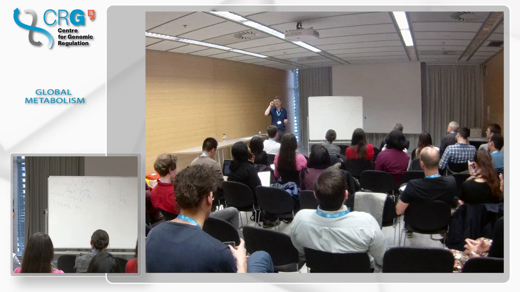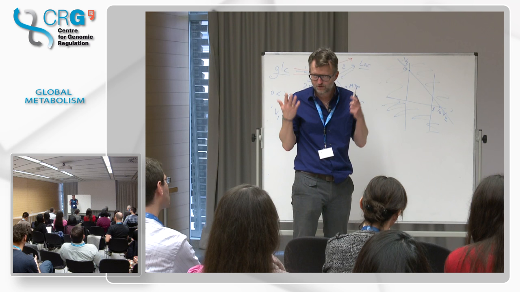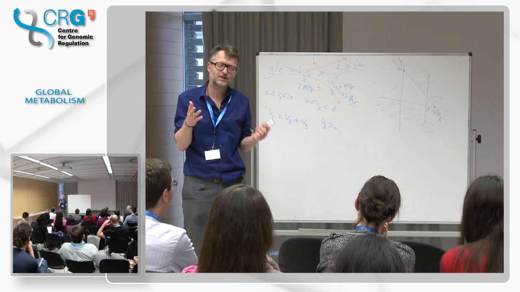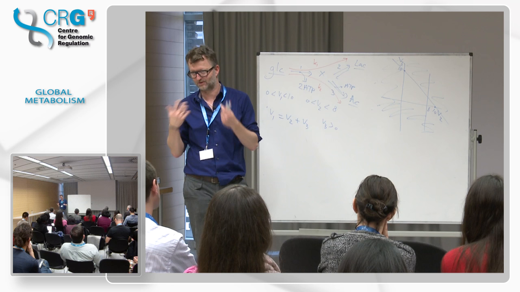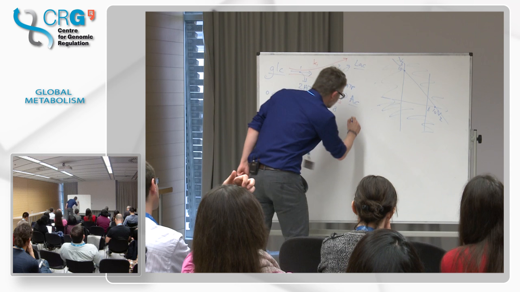So FBA simply looks for an optimum in this solution space. Right. So first you need to have a network, then you need to have this cast in a stoichiometric model, then you would have to add capacity constraints, and then you can start thinking about optimization. And it's very simple.